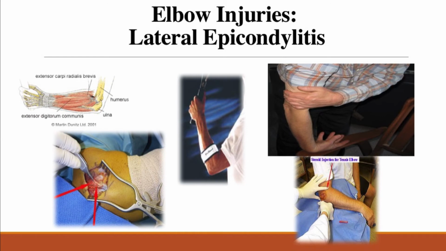Oftentimes, the athlete will lead with the elbow, as in a backhand stroke in tennis, and with a flexed wrist, forcefully extend the wrist and make contact with the ball. The result is overstretched and overused extensor forearm muscles. Where the muscles attach at the lateral side of the elbow is often where the pain site is located. Weakness in the hand and wrist often develop with time. Even handshaking can cause intense pain. Refer to the presentation for pictures related to this condition.